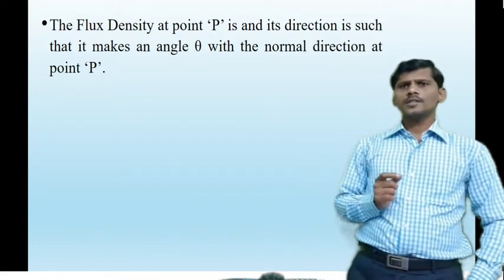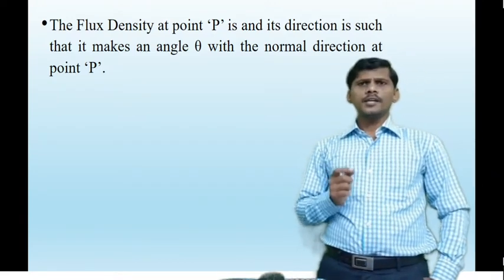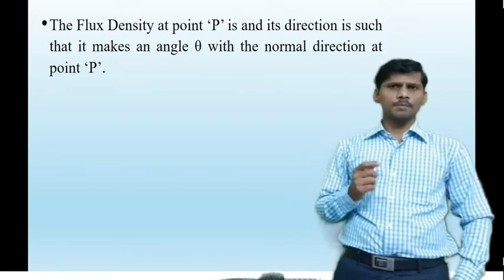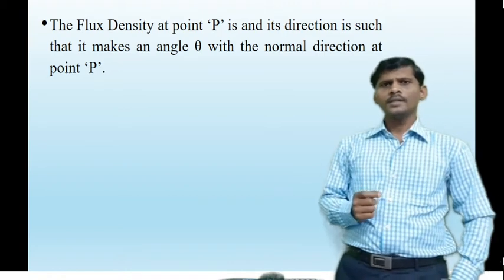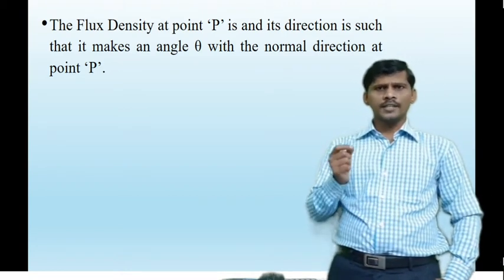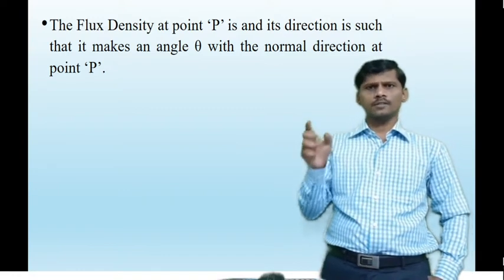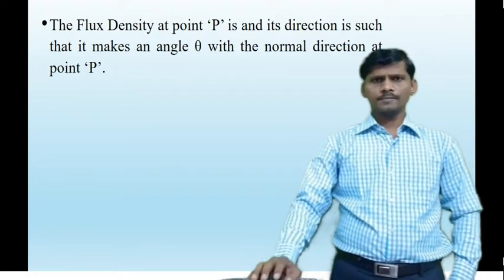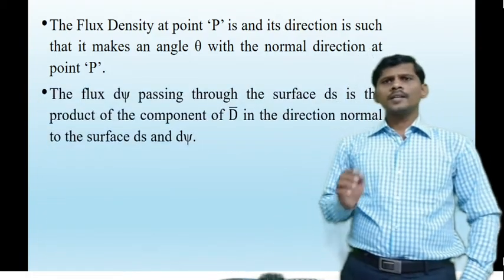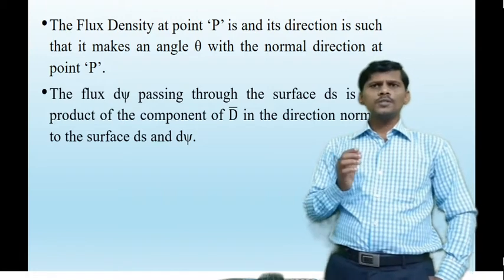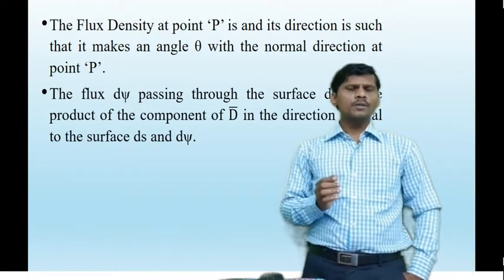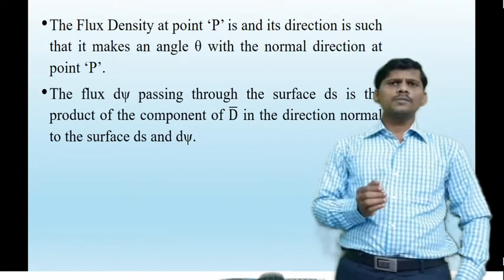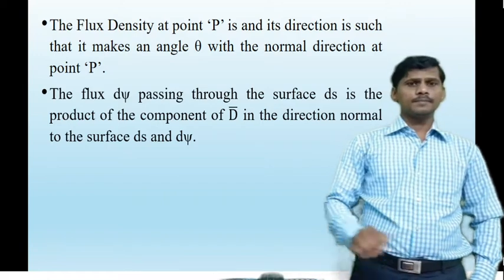The electric flux density at point P is in a direction such that it makes some angle theta with the normal direction at point P. The electric flux d psi passing through the surface ds is the product of the component of D bar in the direction normal to the surface at that point P.